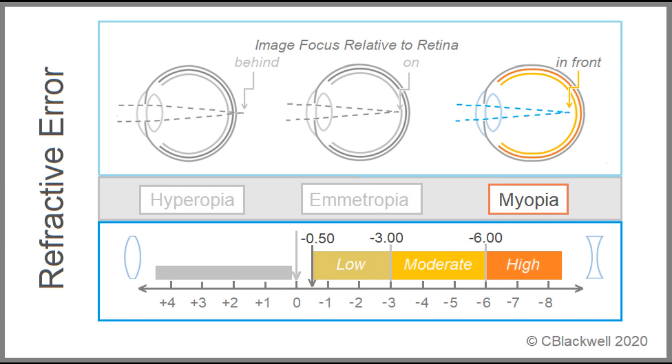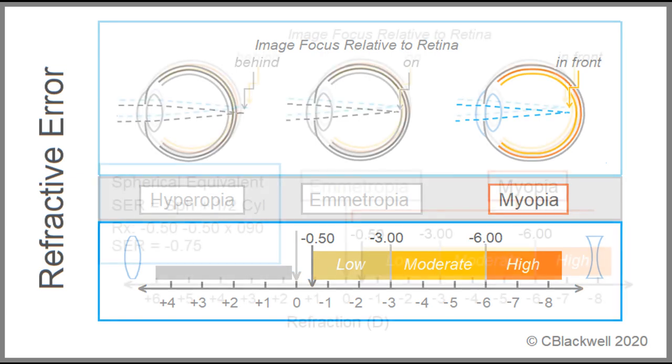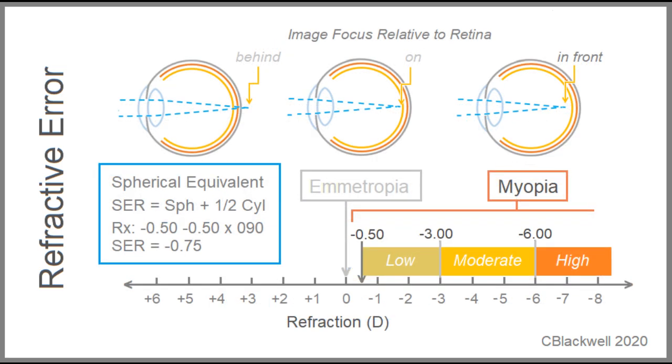Most studies categorize minus 0.50 to minus 3 as mild myopia, minus 3 to minus 6 as moderate myopia, and greater than minus 6 as high myopia. WHO puts high myopia at minus 5 diopters. These divisions are based on both vision and complication rates. Note the color coding for low, medium, and high. We will continue that through the video. For those interested in details, the spherical equivalent refraction is usually used, here showing a sample calculation.